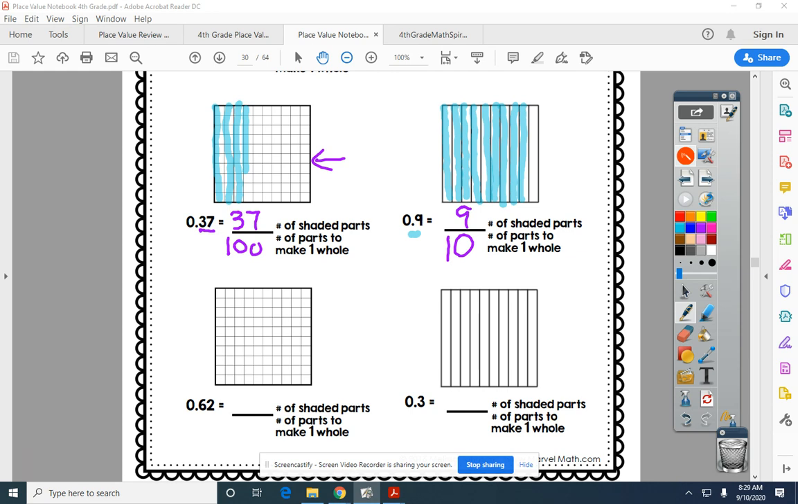Okay? Go ahead and do the last two there on your own. You already did? Okay. Let's give a little time for everybody else to catch up.